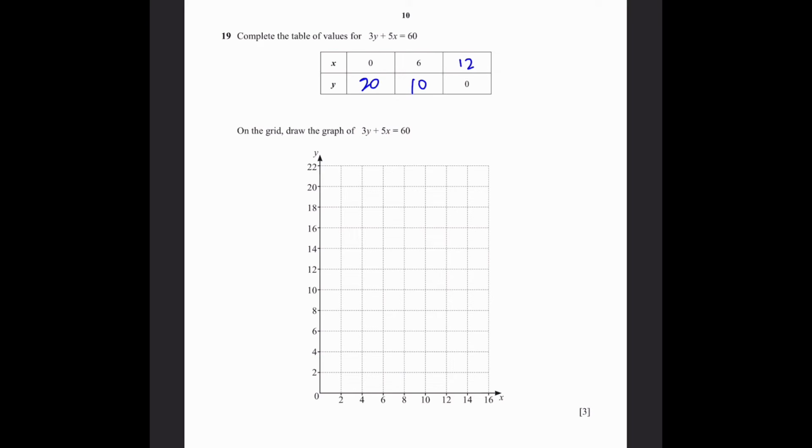Let's just plot these 3 points. Simple enough. We get that, and that. And yeah, just join the dots. Connect the dots or crosses or whatever. Just connect the points. And yeah, this is our graph.